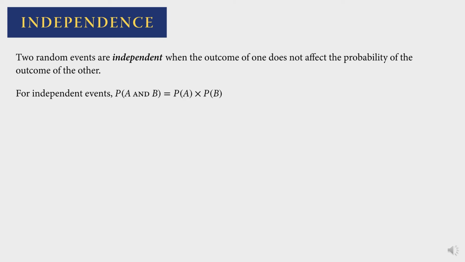Two events are independent when the outcome of one doesn't affect the probability of the outcome of the other. When we have independent events A and B, the probability that they both occur together, the probability of A and B, equals the probability of A times the probability of B.